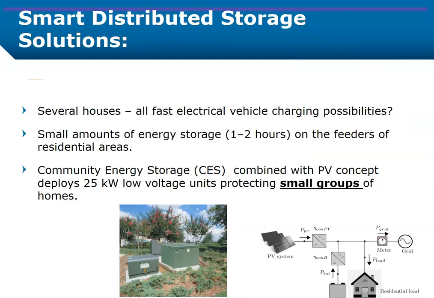One idea is what we have, the community energy storage. You can imagine you have several houses, all with fast electrical vehicle charging possibilities. How will you do it? And small amounts of energy storage in the feeders of residential areas. So this has the possibility where several houses go together to have one actual battery, combined with maybe a PV concept. As you can see, here's a case where we have a 25 kilowatt low voltage unit protecting small groups of homes. So this is a way you can imagine we can do it in the future.